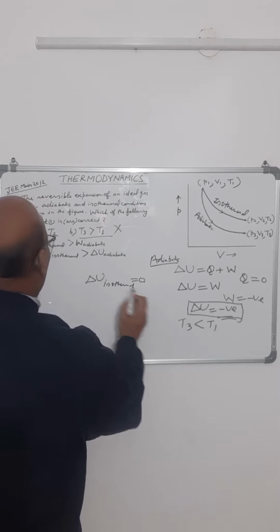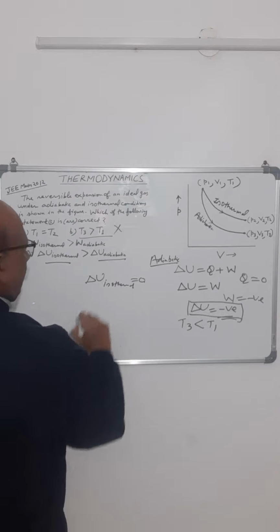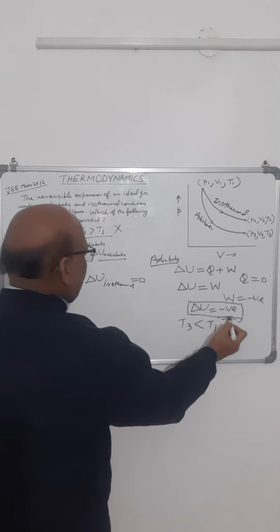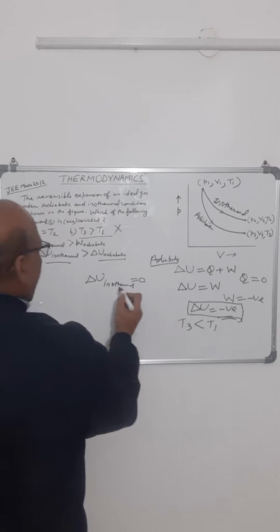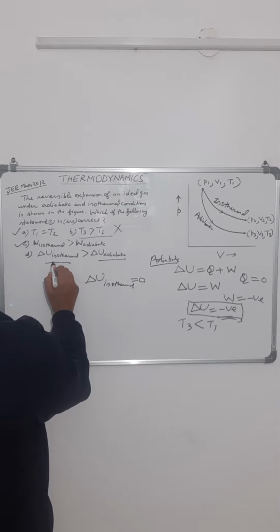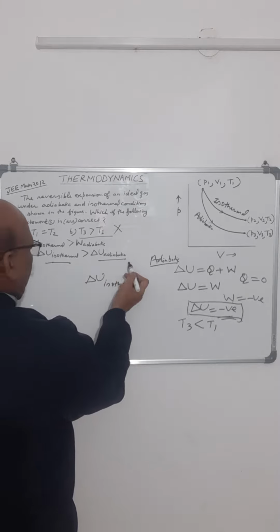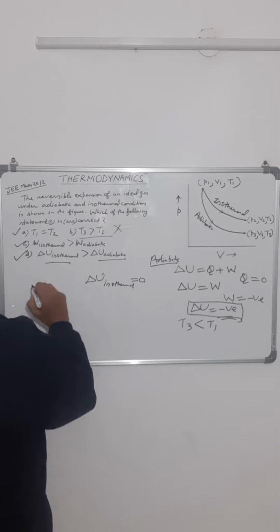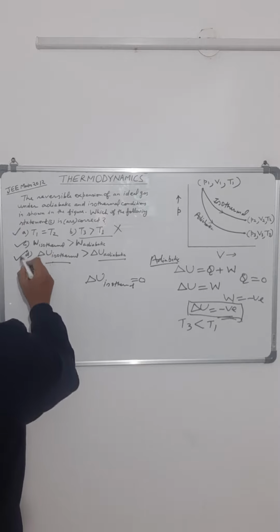So we can say that delta U isothermal will be greater than delta U adiabatic, because delta U adiabatic is negative, and this is 0. So we can say that for isothermal, delta U will be greater than that for adiabatic. So D statement is also correct. So we can say that A, C and D are correct.